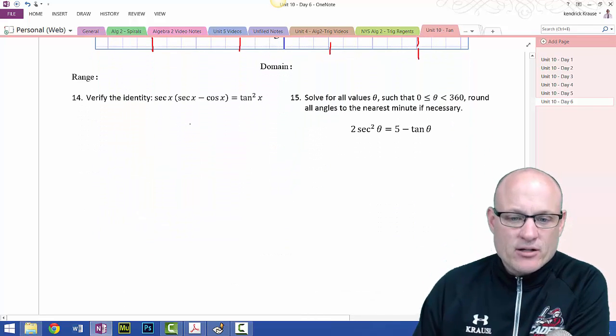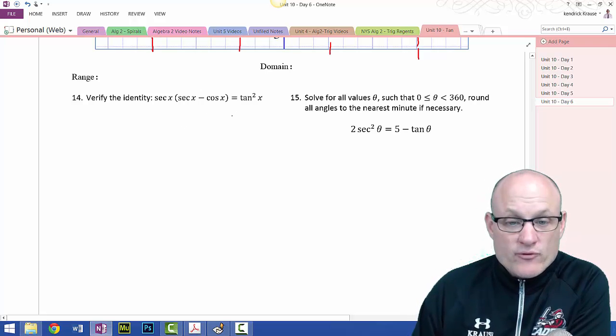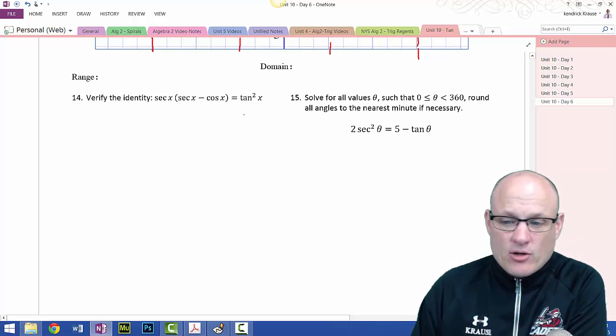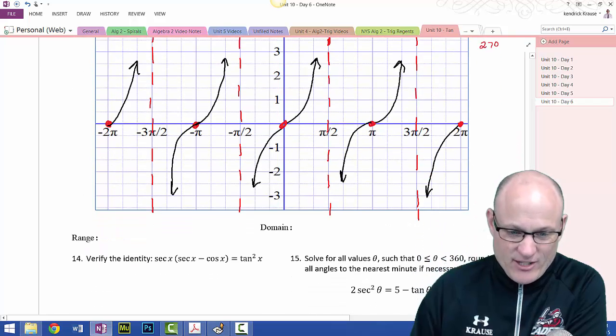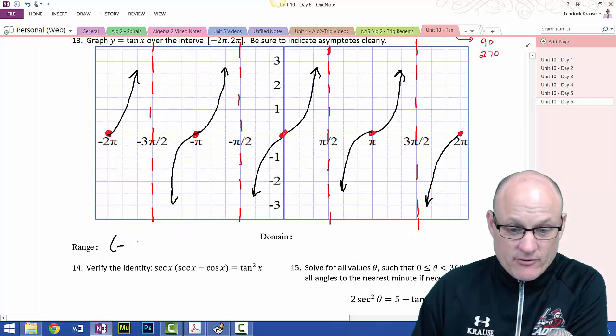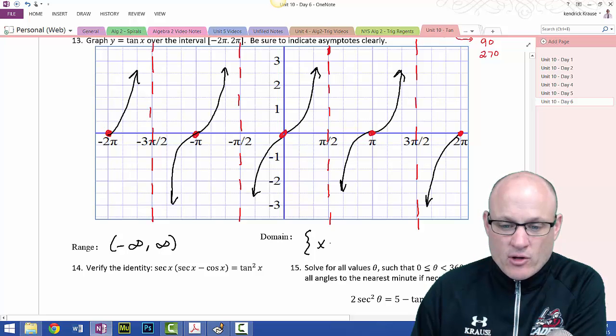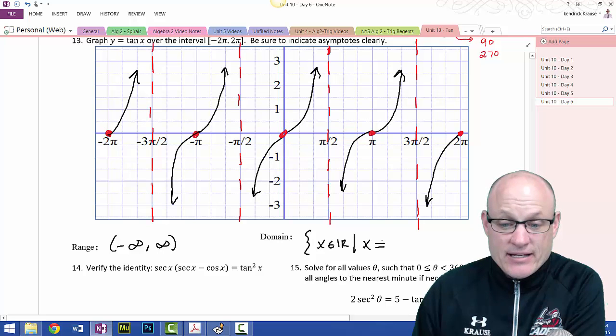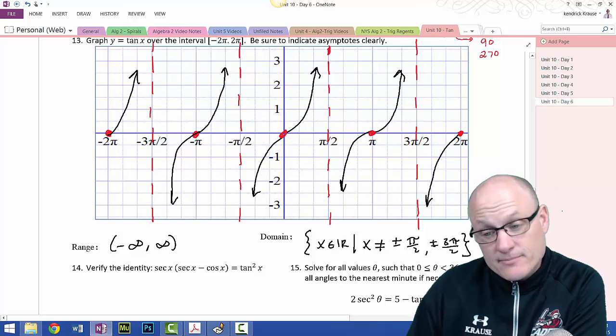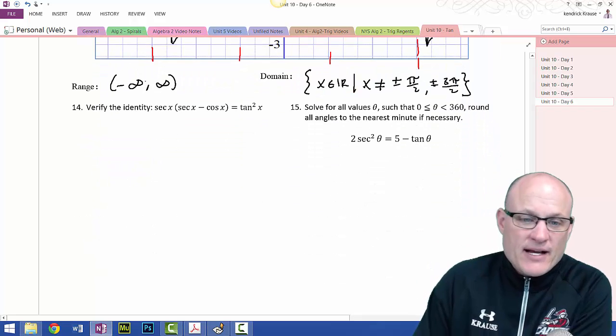Verify this identity. Oh, crap. So remember, when you're verifying identities or proving these, oh, what's the range and domain? I forgot to do that. So the range is all reals, so negative infinity to positive infinity. The domain is x is in the set of all reals such that x cannot equal plus or minus pi over 2 or plus or minus 3 pi over 2. That's it. All right. Verifying identities.